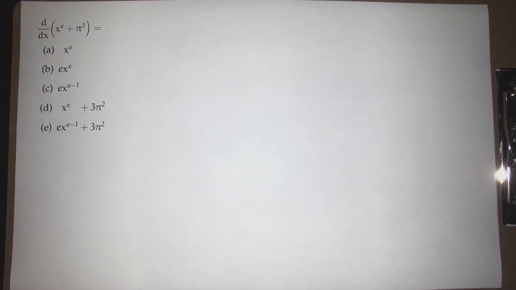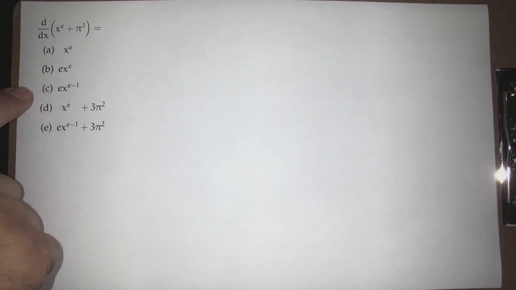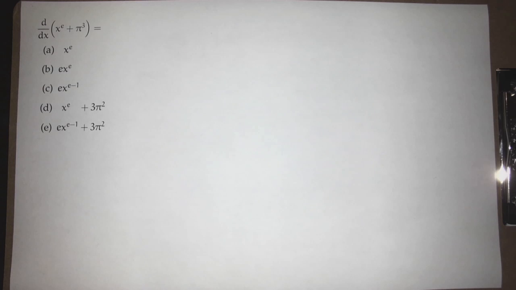What is the derivative of x to the power e plus pi to the power 3? So we have some options here: x to the e, e x to the e minus 1, x to the e plus 3 pi squared, or e x to the e minus 1 plus 3 pi squared. Do we have an answer?